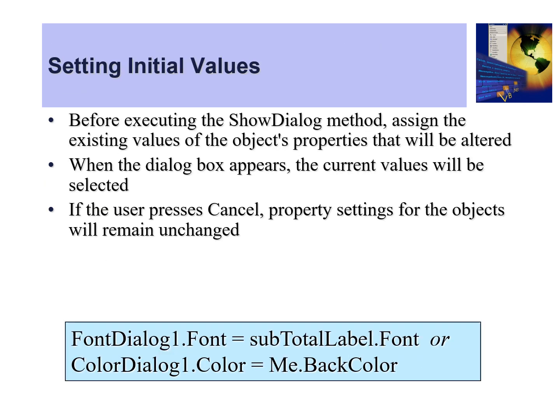And how to set the initial values, let us see. You can set the initial value for the font, like FontDialog1.Font = SubtotalLabel.Font, or you can set the initial color for the color dialog by writing ColorDialog1.Color = Me.BackColor.